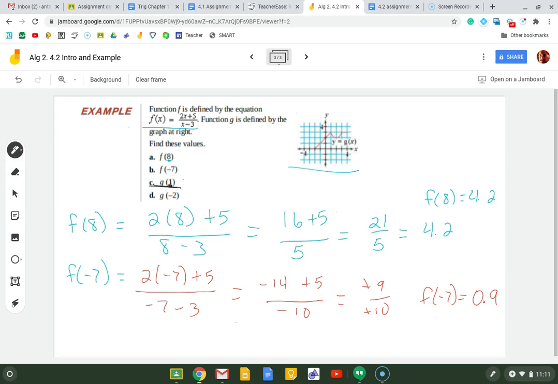Okay, next, g of 1. What I need to do is plug in 1 for the x, so I go to the x-axis. Here is my 1, and I go up until I hit the graph, and that is at 3. So g of 1 is 3. G of negative 2, I have to plug in negative 2 for x, so find negative 2 on the x-axis, which is right here. Where does it cross the graph? It's right at 0.